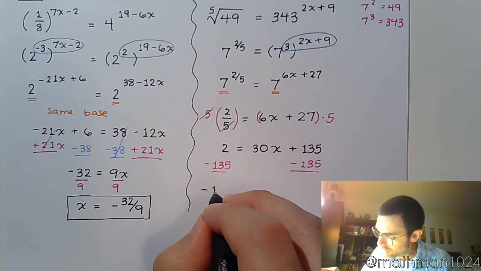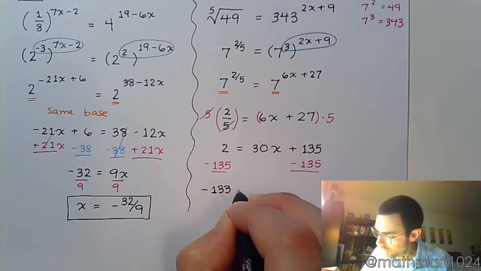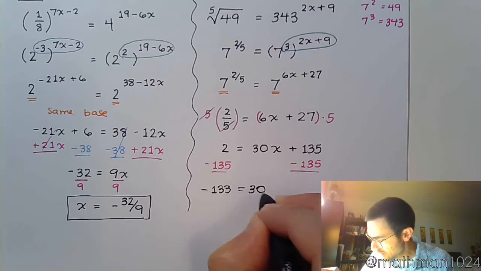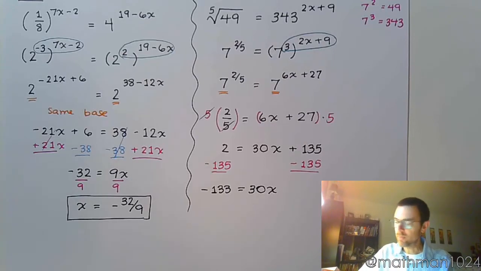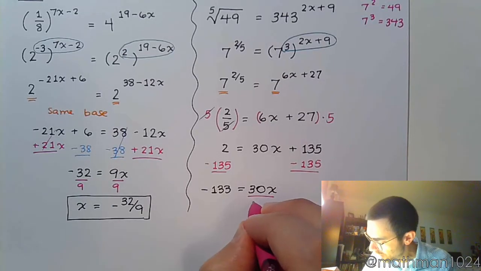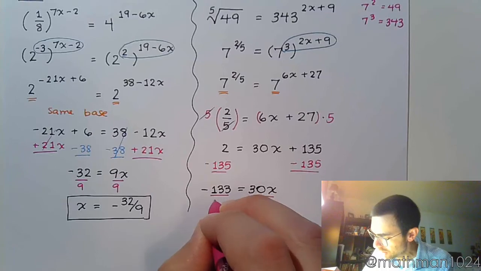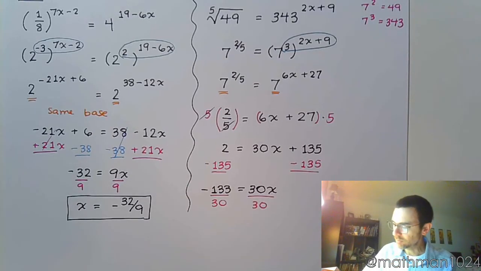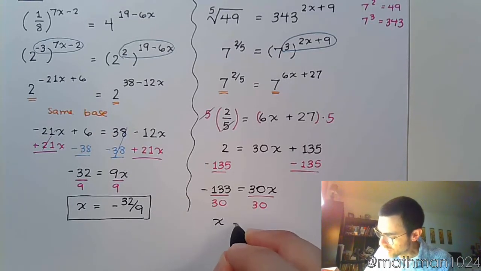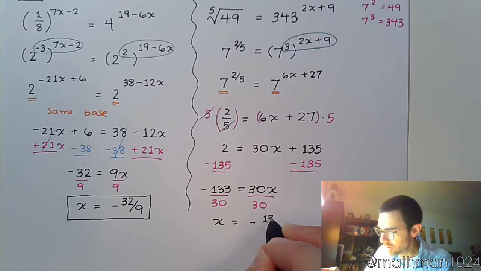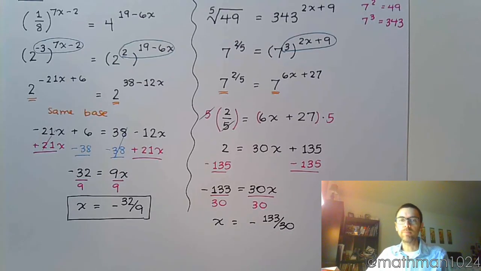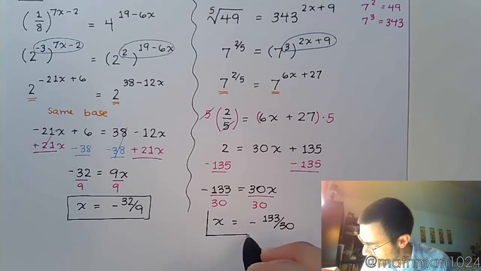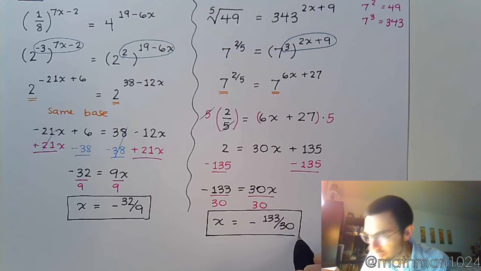So we have negative 133 is equal to 30x. And then we can finish this by dividing both sides of the equation by 30. And we have x is equal to negative 133 over 30. You can try to reduce that, but you're not going to be able to do anything with that. So this is as reduced as it gets. Okay?